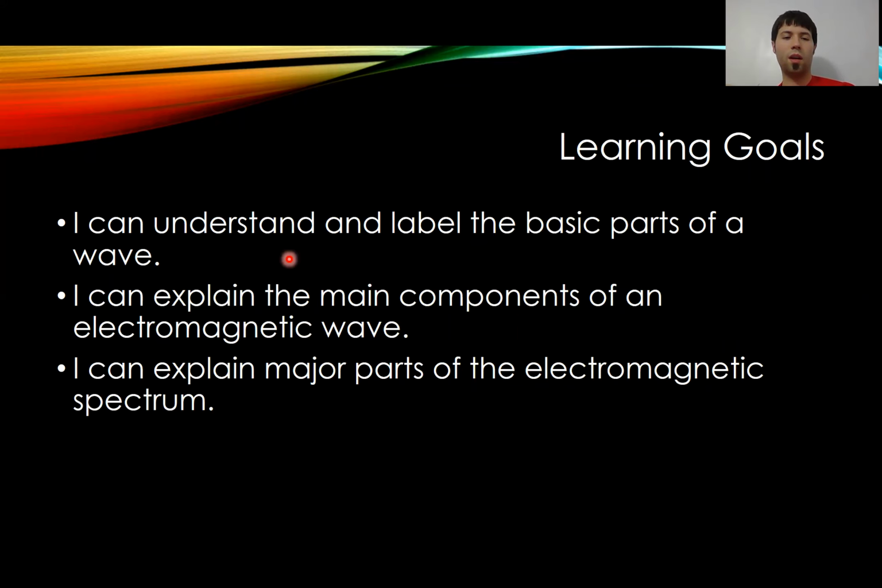So again, the first objective: you can understand and label the basic parts of a wave. We reviewed that. You can explain the main components of an electromagnetic wave. We explained how frequency or wavelength is related to the type of electromagnetic wave, and how the frequency and then the amplitude of the wave are related to brightness. And the major parts of the electromagnetic spectrum that you can explain: we talked about radio waves, microwaves, gamma rays, X-rays, ultraviolet light, and visible light.